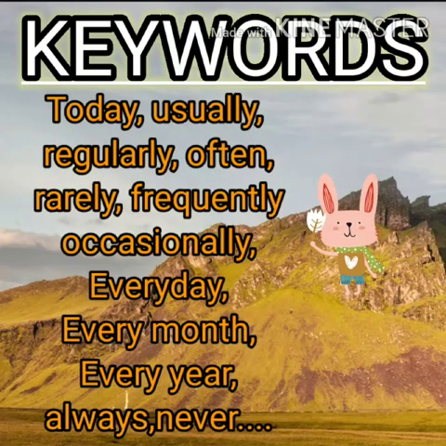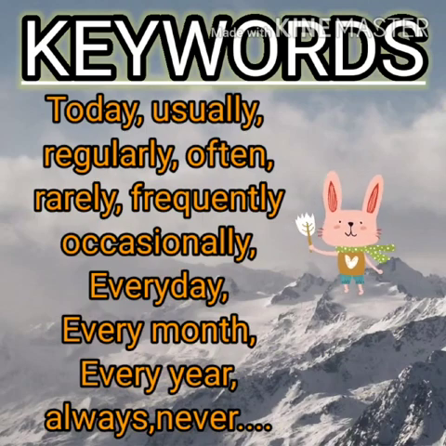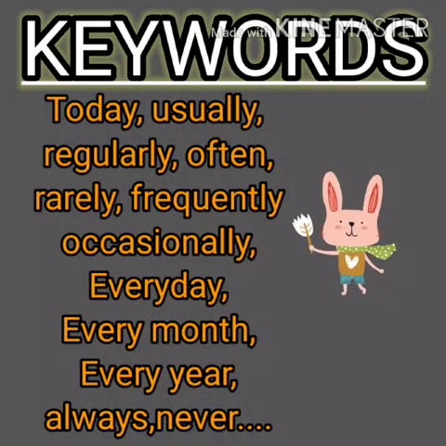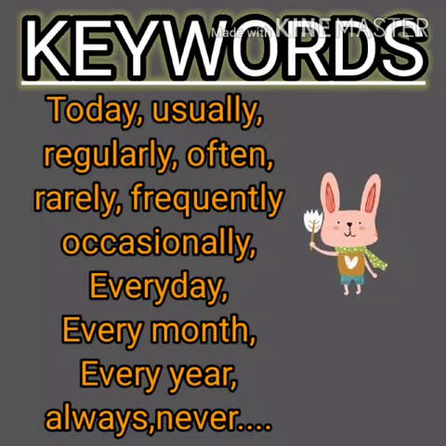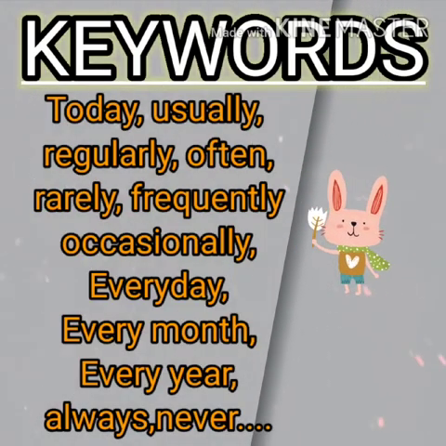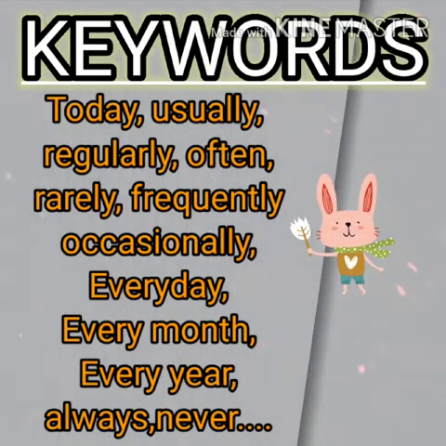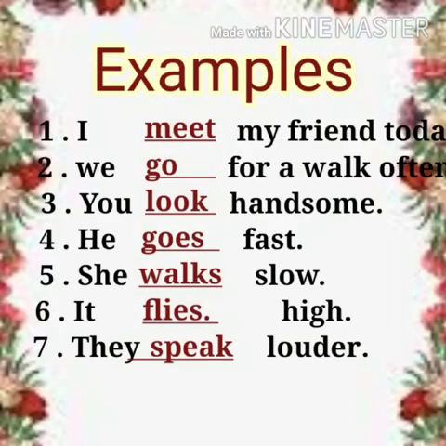There are certain keywords to denote simple present tense. They are today, usually, regularly, often, rarely, frequently, occasionally, every day, every month, every year, always, never, etc. A few examples are given here, children. Look at it. I meet my friend today. We go for a walk often. You look handsome. He goes fast. She walks slow. It flies high. They speak louder.